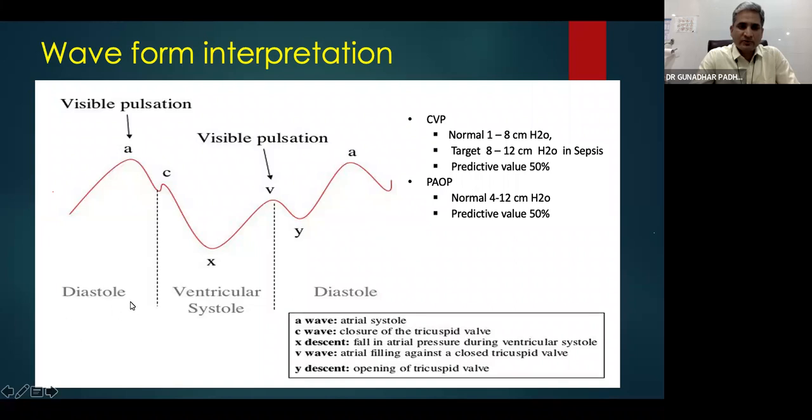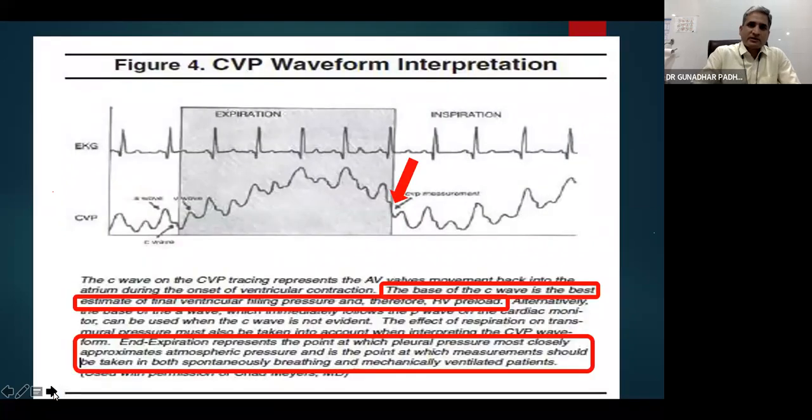And these are the CVP waves which show the different parts of the cardiac cycle. When the patient is in the diastolic phase, you can see an A wave. When there is a ventricular systolic phase, you can see an X wave, and there are visible pulsations also obtained. This is the CVP wave interpretation. As I already told you, every pressure of the cardiac chamber should be measured at the end of expiration at the base of the C wave. Then we can get a reliable CVP. And ideally, you should take three values and take the mean of the three values to determine your CVP.